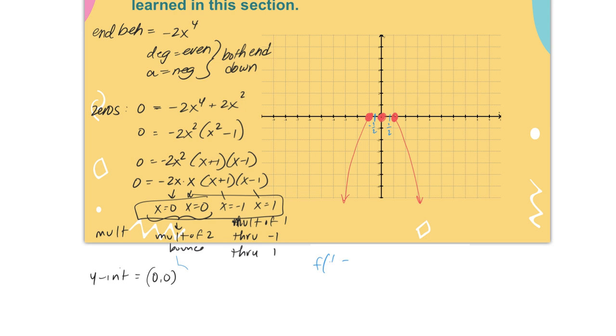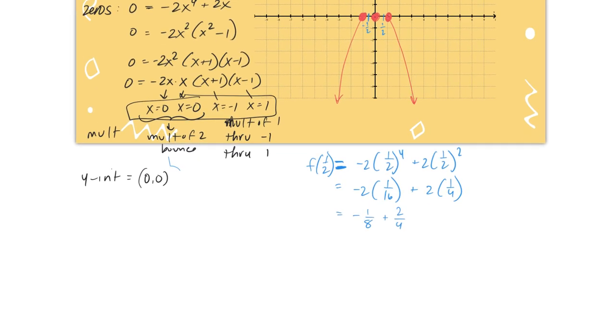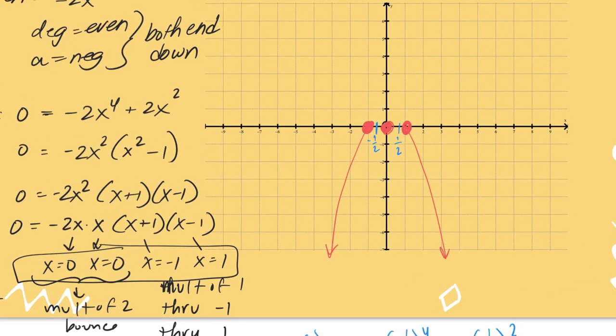So I'm going to figure out what the value is when x is a half, okay? So it's going to be negative 2 times a half to the 4th power plus 2 times a half squared. So negative 2 times 1/16, and this is 2 times 1/4. When I do the math here, it's negative 1/8, and this is 2/4. I can change the fourths to 4/8, and so I know it's 3/8. So when x is a half, y is positive 3/8. So that's not very high at all.